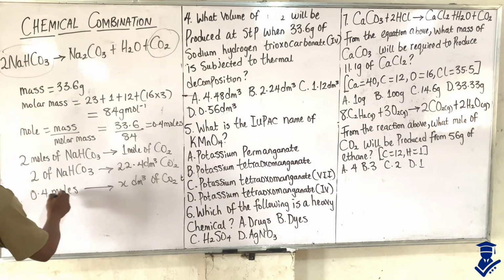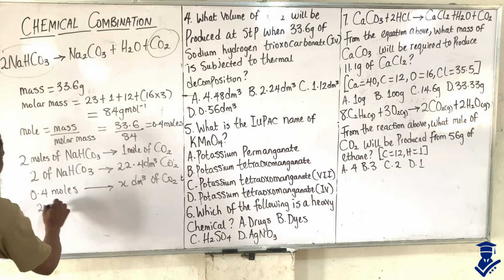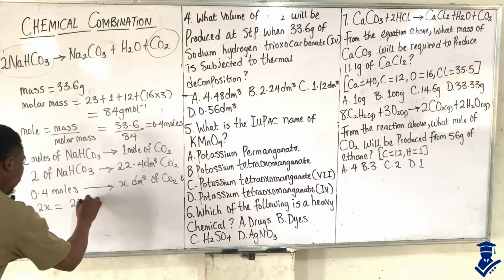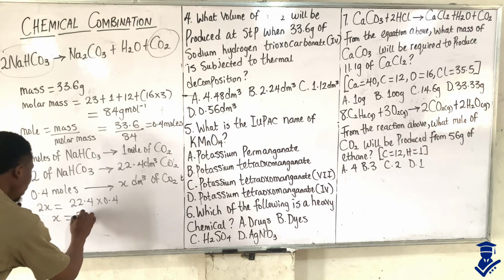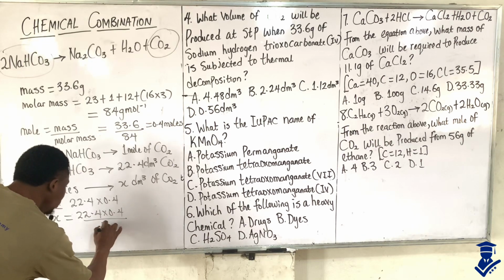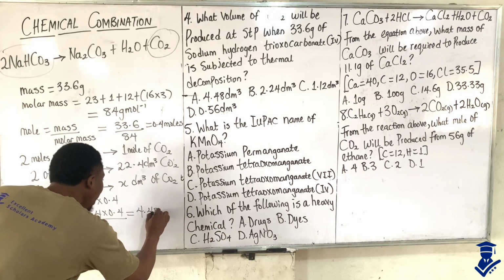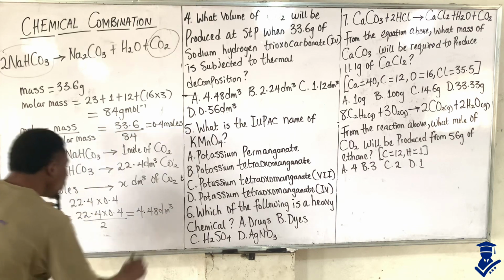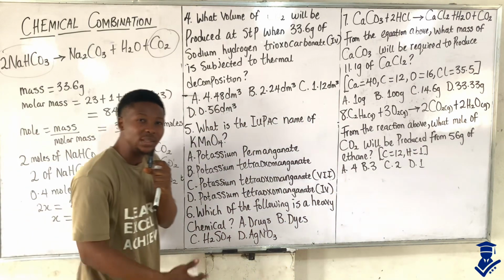So we're going to cross multiply. When you cross multiply, you have 2x is equal to 22.4 times 0.4. So x is going to be equal to 22.4 times 0.4 divided by 2. That is going to be equal to 4.48 dm³.